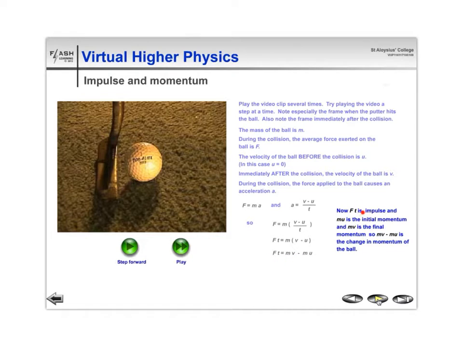Now Ft is what we defined impulse to be, the product of force and time. mu is initial momentum, and mv is final momentum. So mv minus mu is the change in momentum of the ball. What we find then is that impulse is equal to change in momentum. That's how the two ideas are linked. That means they have equivalent units, so newton seconds are equivalent to kilogram meters per second. They can be used interchangeably.